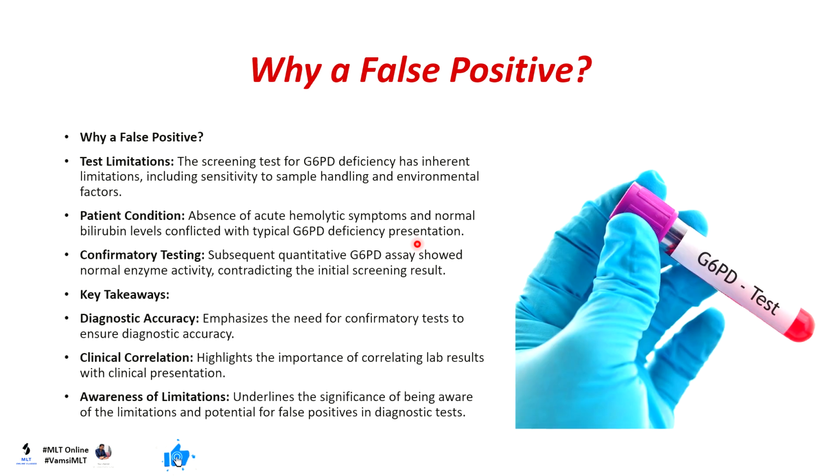So, why did a false positive come up in this patient? Maybe due to test limitation. The screening test for G6PD deficiency has inherent limitations, including sensitivity to sample handling, environmental factors and patient conditions. The absence of acute hemolysis symptoms and normal bilirubin levels conflicted with the typical G6PD deficiency presentation. Confirmation testing, a subsequent quantitative G6PD assay, showed normal enzyme activity, contradicting the initial screening result.